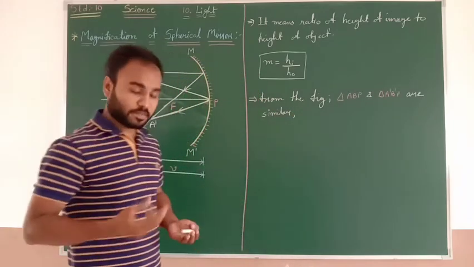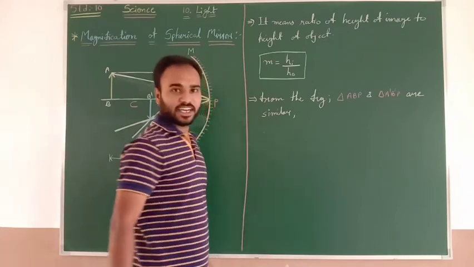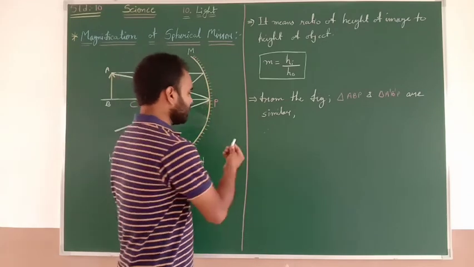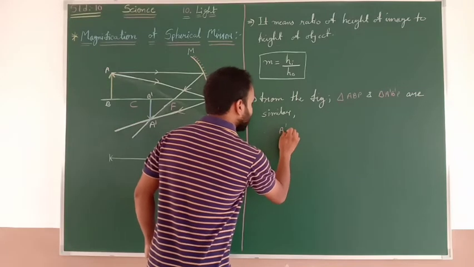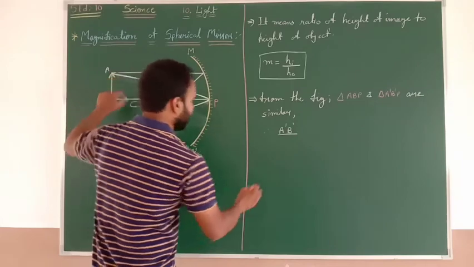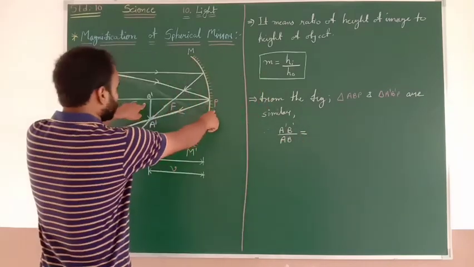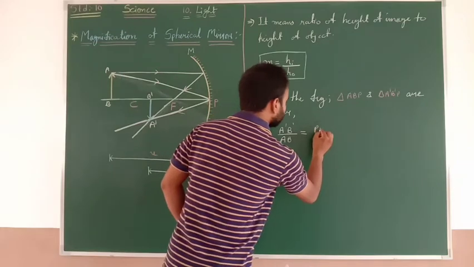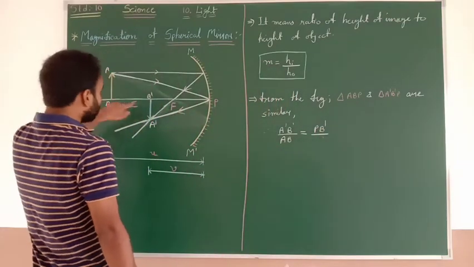So from the similarity, can we write it down that A'B' upon AB is equal to PB' upon PB.